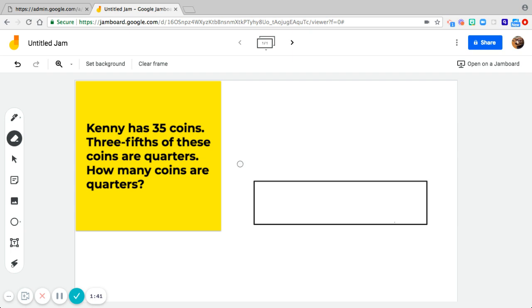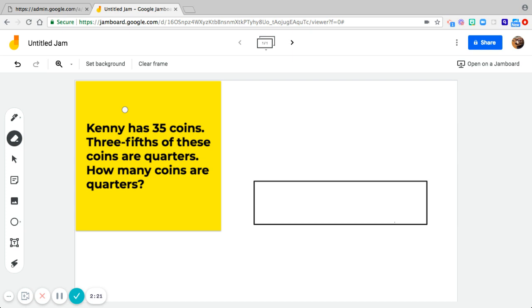Okay, so I'm noticing that this situation is about someone named Kenny. Kenny has coins. He has 35 of them. And then we see that 3/5 of those coins are quarters. So I'm thinking that of all of these coins that Kenny has, there's a certain amount of them that are quarters, and this amount is represented by 3/5. Very interesting. So let's continue.